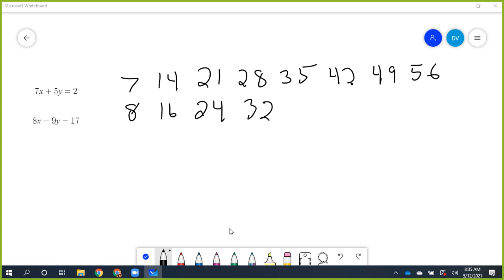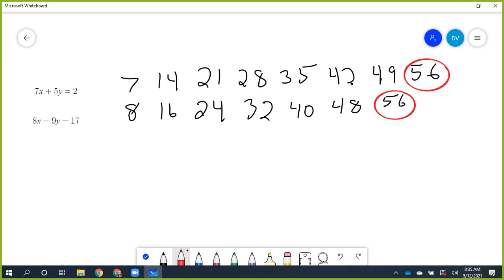Let me continue here. So those are the multiples of 7, the multiples of 8, 32. The next one will be 40, 48, and 56. So the lowest common multiple of 7 and 8 is 56. So we want both of these equations to have a 56 here, a positive 56 and a negative 56.